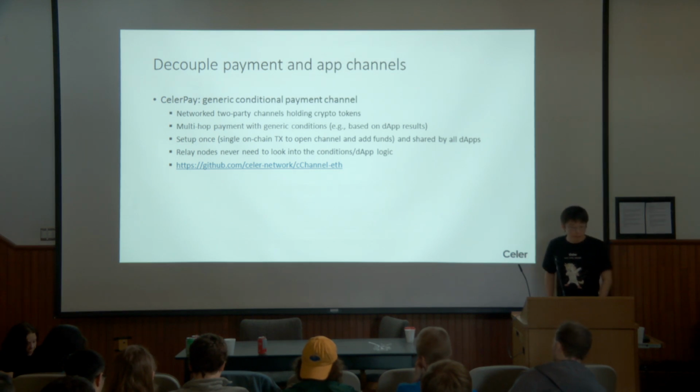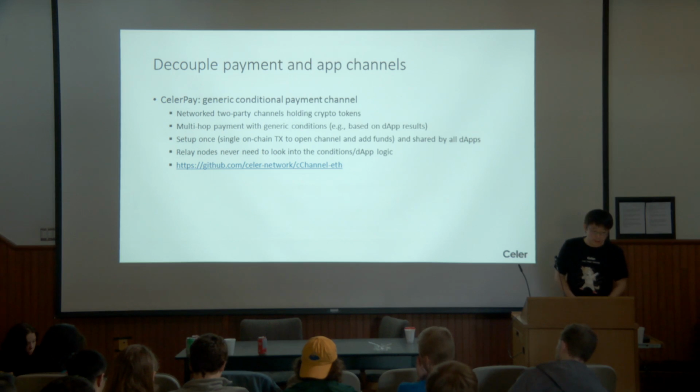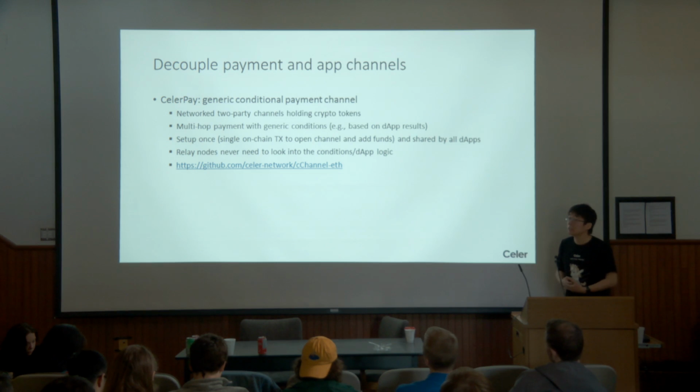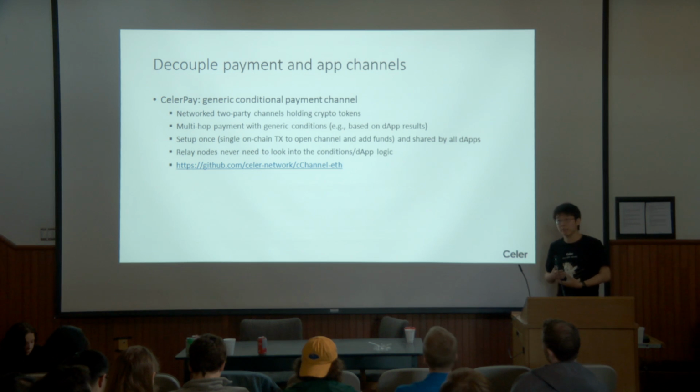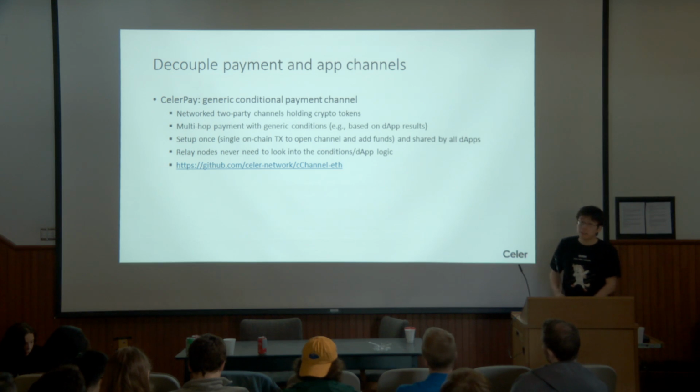Okay, so the payment channel. Our payment channel, which we call Celer Pay, is a generic payment channel. It is a networked 2-party channel holding crypto tokens, and it naturally supports multi-hop generic payment. Multi-hop payment with generic conditions, which means the payment result can depend on the app logic, like the condition results. And each channel only needs to be set up once and then shared by all applications.